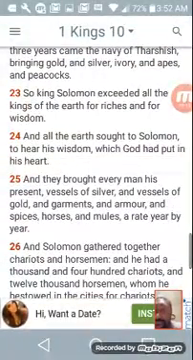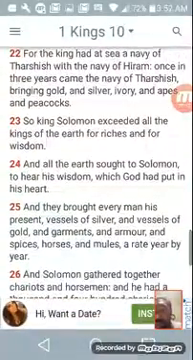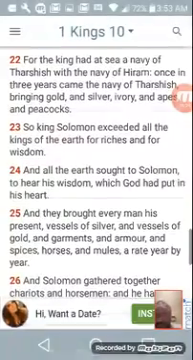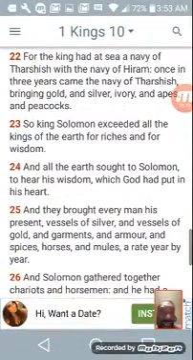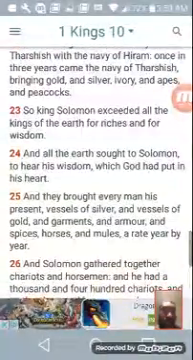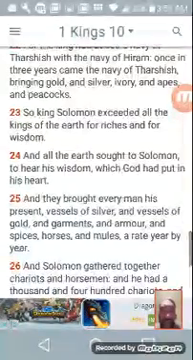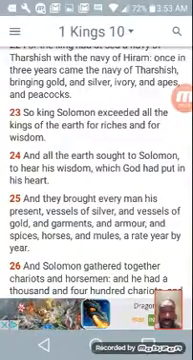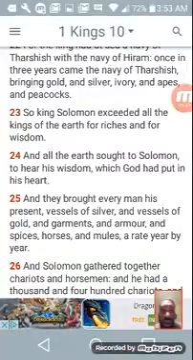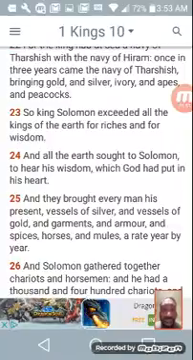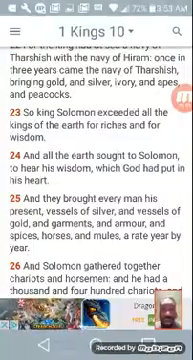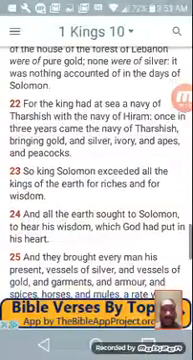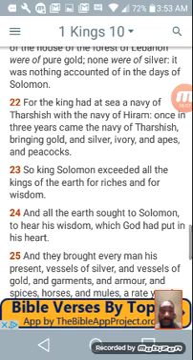So let's read that again. First Kings 10:22. It says, For the king had at sea a navy of Tarshish with the navy of Hiram. Once in 3 years came the navy of Tarshish, bringing gold and silver, ivory, and apes, and peacocks. So King Solomon exceeded all the kings of the earth for riches and for wisdom. That's right. He was sending them to the Americas to get all these different things, the abundance of riches and beautiful animals. It said once in 3 years, because it took a year and a half to get there and a year and a half to get back.